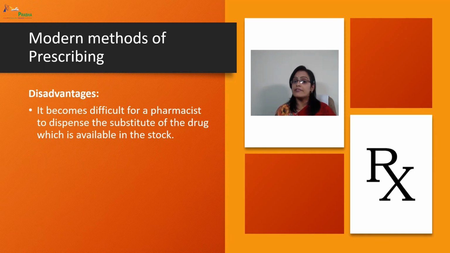Now, what are the disadvantages of prescribing by modern method? It is cheaper to prescribe the drug by its official name, and it becomes very difficult for the pharmacist to dispense a substitute of the drug which is available in the stock.